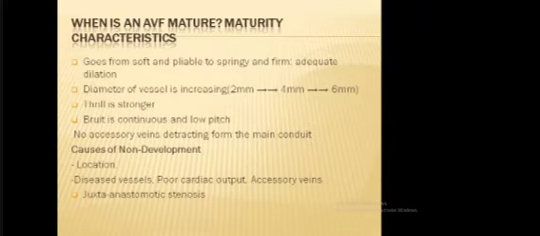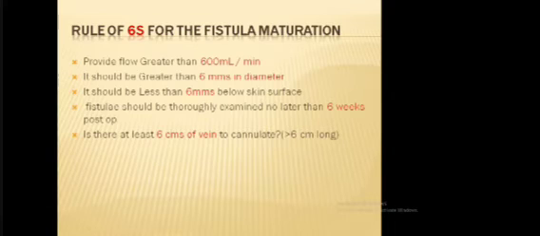What are the causes of non-development or immaturity of the fistula, or difficulty in maturation? It depends on the location or some diseased vessel, like a patient with a cardiac problem or poor cardiac output, or accessory veins communicating with the anastomosis, or juxta-anastomotic stenosis, just above the arteriovenous fistula anastomosis. We can see there is a stenosis of the vein. This is called juxta-anastomotic stenosis, a process of non-maturation or failure of development of the fistula.